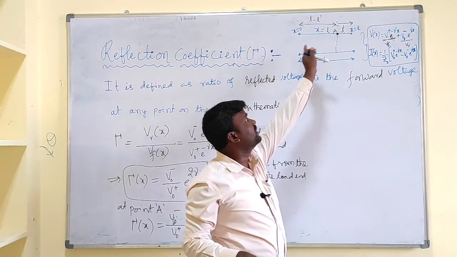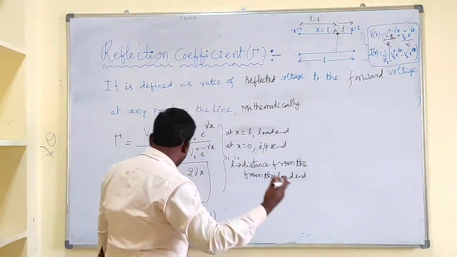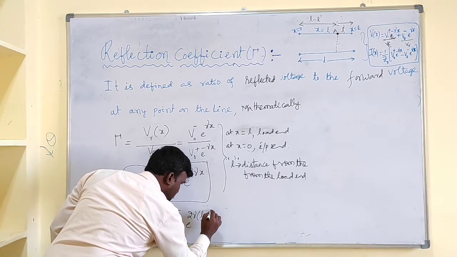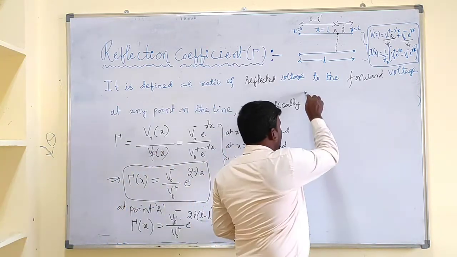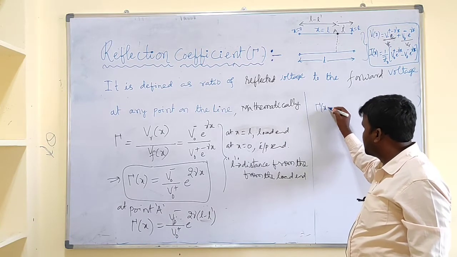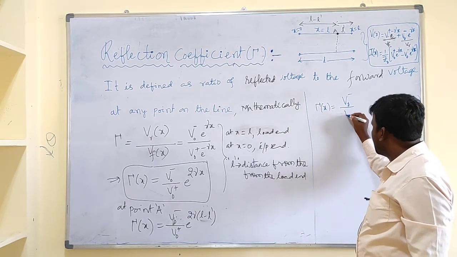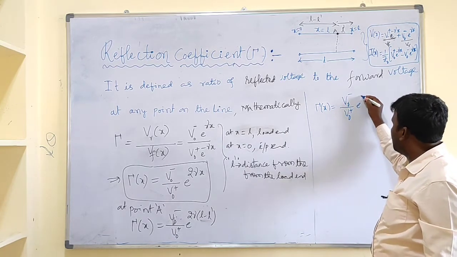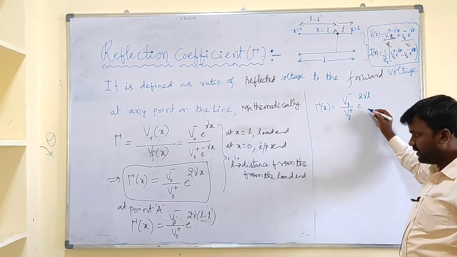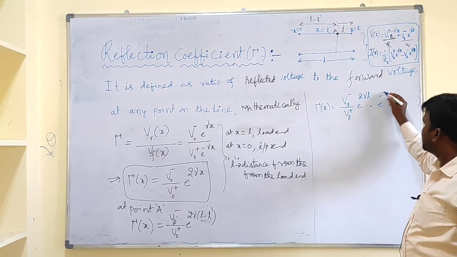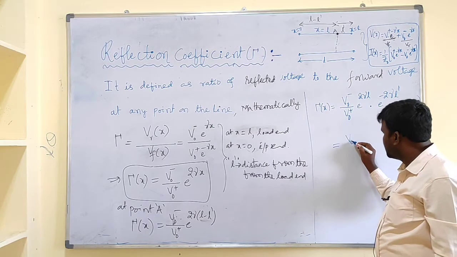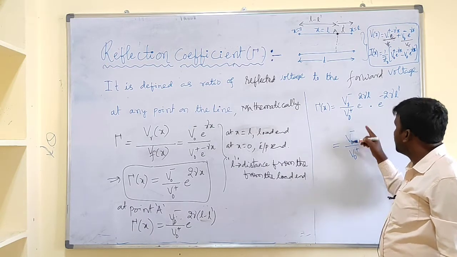If you add that L dash to that one, we get the total length L at the load end. So x equals L minus L dash. Now simplify that: gamma of x is nothing but V0 minus by V0 plus e to the power 2 gamma L into e to the power minus 2 gamma L dash.